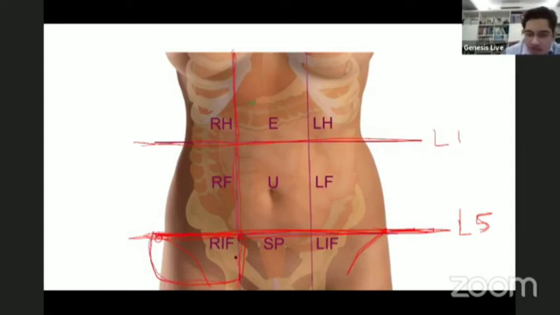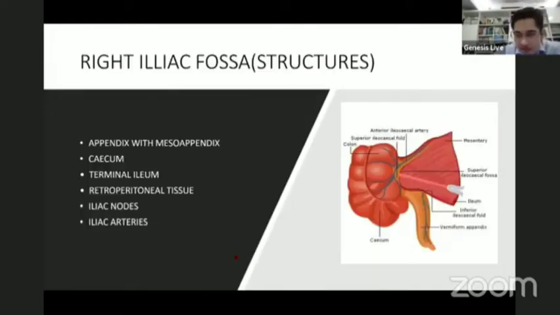Now, what are the contents, for example, of the right iliac fossa? The cecum, the ileum, the mesentery, the appendix. Mostly these are the things. So commonly the problem may be arising from the cecum, the ileum, or the appendix. Remember, there are other problems, but as surgeons, we would mostly be concentrating on these three structures.